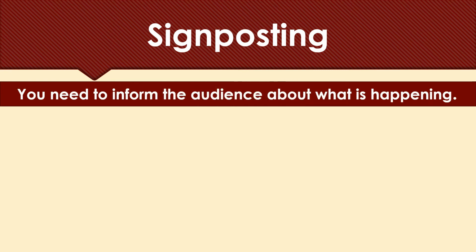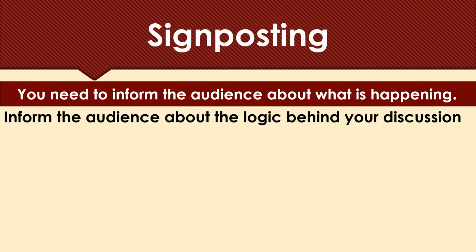The third aspect is signposting, which is very similar to transitioning. Signposting means that you inform the audience about what is happening. You inform the audience about the logic behind your discussion. We have done this within the introduction. This is something that you also do within the main body.